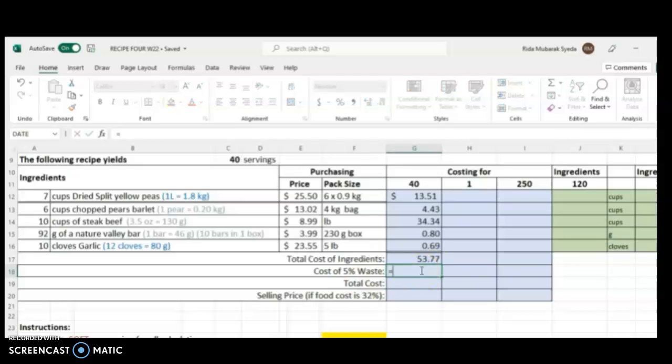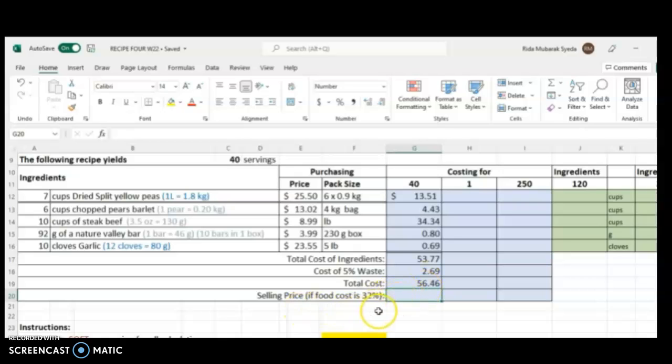Okay, for the percent, we would take the total cost of ingredients and multiply it by 0.05 because that's the decimal for 5%. We press enter, and we get 2.69. And when I use my calculator, that is what I have. So now for the total cost, we need to add both of these up. Again, I'm going to use the sum formula and add these up, close brackets, enter, and we get 56.46. So 53.77 plus 2.69, yes, I got 56.46 as my answer for total cost.